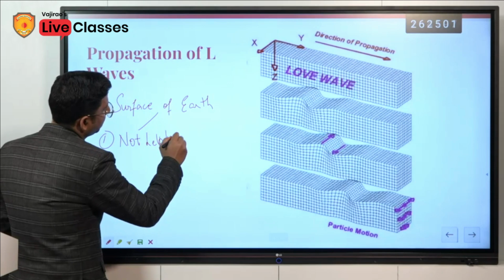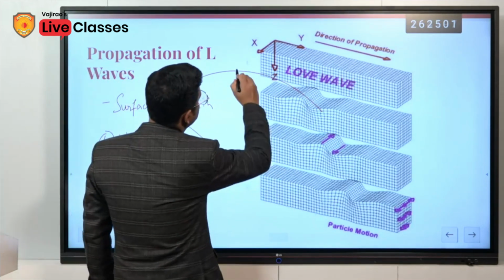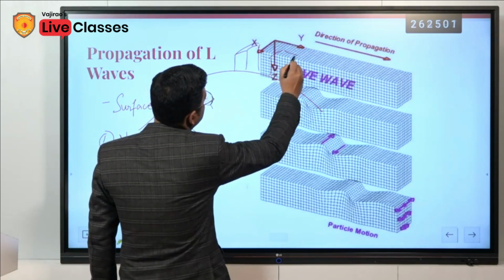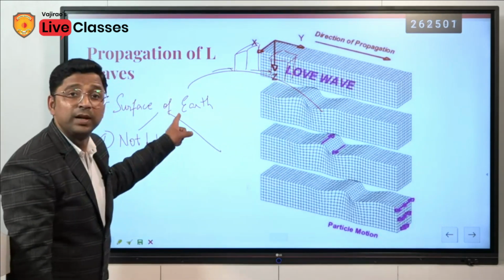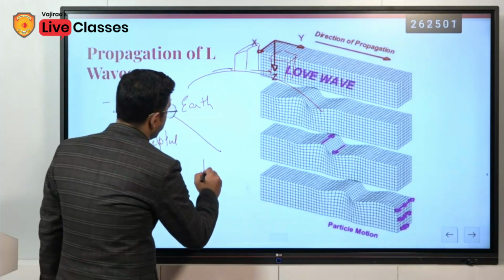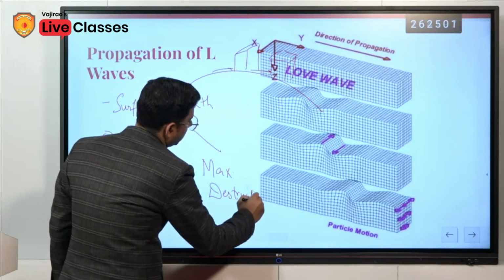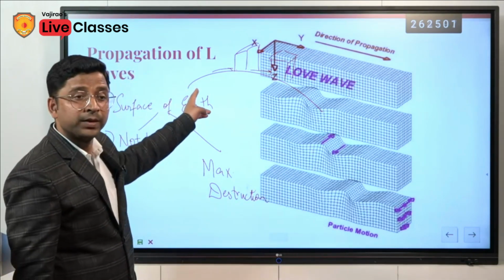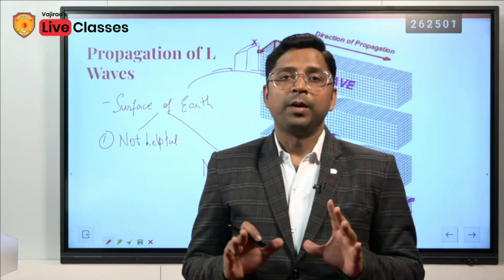Second, because they are moving over the surface of the earth, this is the surface of the earth, these are the buildings, and these waves are moving over the surface. So these will be the waves which will create maximum destruction. Loss of life and property will be maximum because of these waves, though these waves are not very helpful in understanding the Earth's interior.